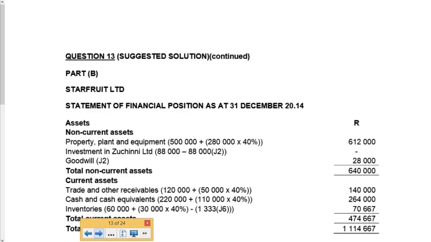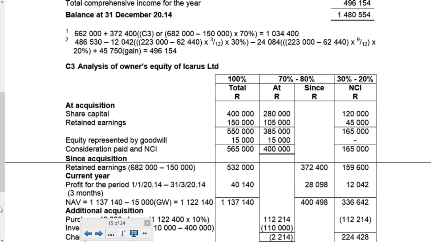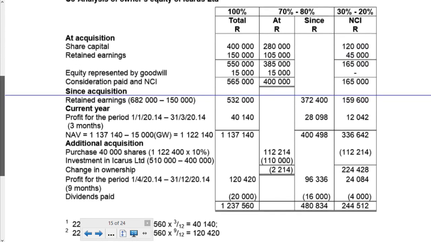So if we just have a look at the analysis, which is their workings, they start with the 15 goodwill at the beginning. Then there's retained earnings since acquisition of 532, of which we get 70, they get 30. Then the first 3 months of profit, 4140, we get 70, they get 30. Leaving them with a balance then of 336 and us with a balance of 400.